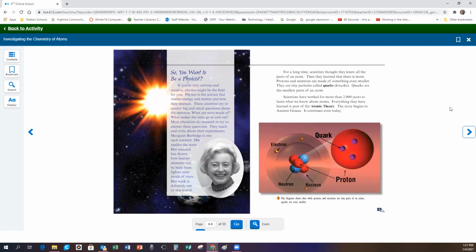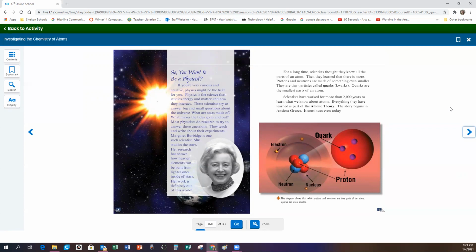So you want to be a physicist. If you're very curious and creative, physics might be the field for you. Physics is the science that studies energy and matter and how they interact. These scientists try to answer big and small questions about the universe. What are stars made of? What makes the tides go in and out? Most physicists do research to try to answer these questions. They teach and write about their experiments.